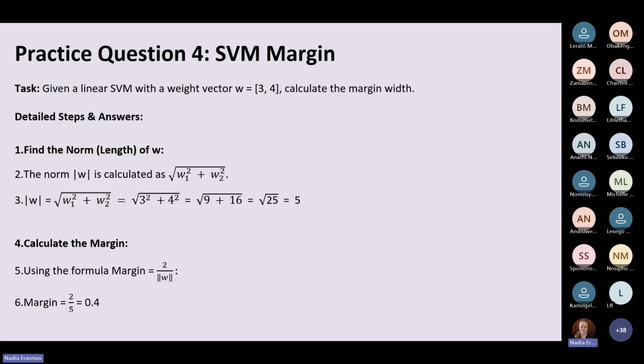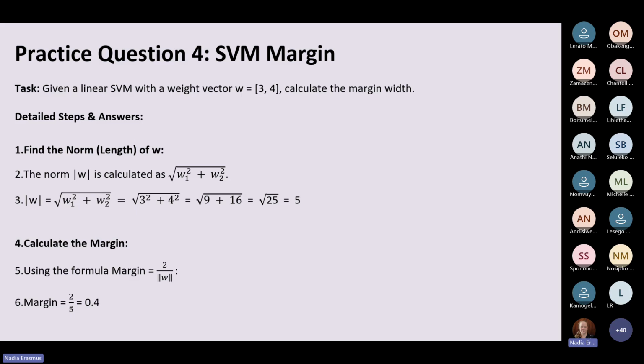Okay, so this is the question that you guys got in your formative assessment 2. So this is your assignment 2. You are given a linear support vector machine, and you have a vector with weights 3 and 4. You're going to calculate the margin width. Okay, so we're going to find the norm of length W. So we're going to get the norm of W.